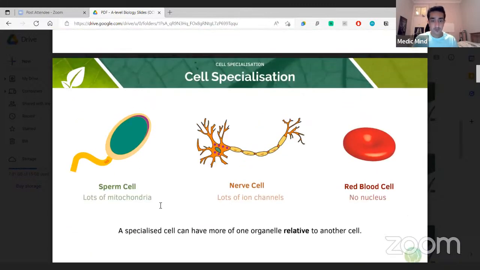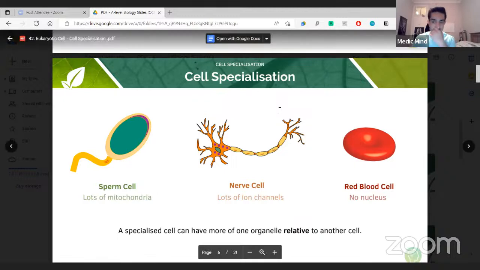Remember, specialized cells will have different features that make them able to perform their function. So they might have more organelles. So sperm, for example, has lots of mitochondria, which is able to release the energy that the sperm needs to be able to swim. Nerve cells have lots of ion channels, which allows for depolarization and allows for sodium ions to flow. And red blood cells have no nucleus, which increases the surface area for cell movement.